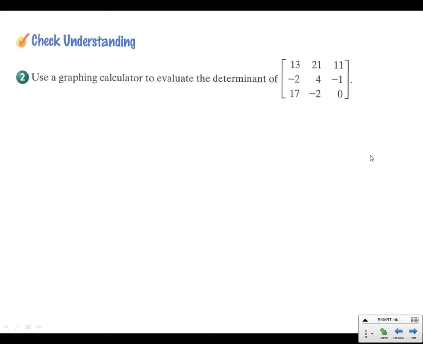Alright, so go ahead and see if you can come up with the right answer for the determinant of this matrix. Use your calculator.